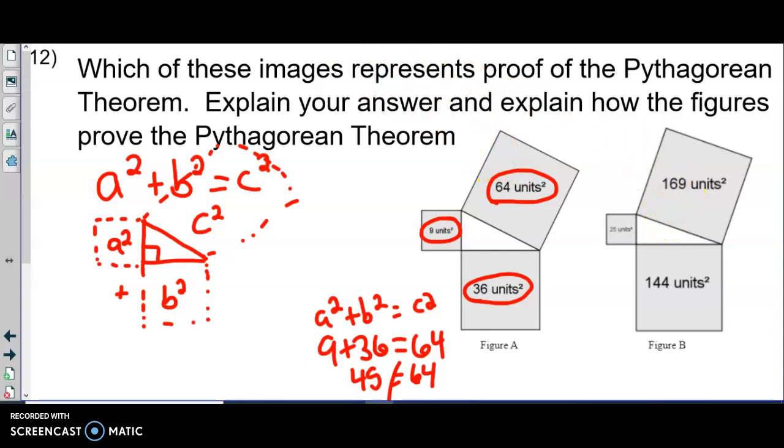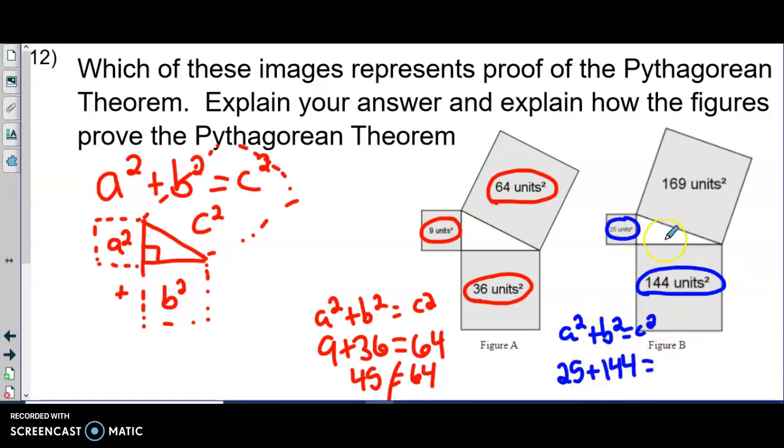Let's look at figure B. A squared, or the area on side A, is 25. So in my formula, I'm going to put in a 25 for A squared. B squared is 144, so I'm going to put that in for B. And then C squared is 169. 25 plus 144 does equal 169. So this is a figure that helps us prove the Pythagorean theorem.